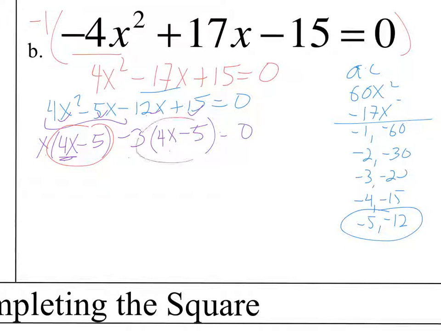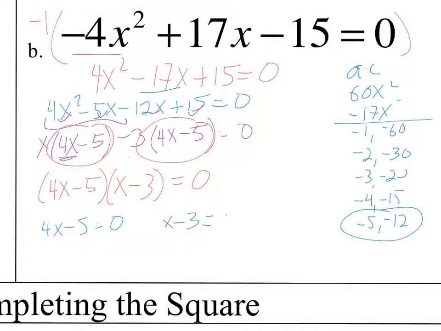My common factors are now 4x minus 5. That comes out front, 4x minus 5. My leftovers, x minus 3, are equal to 0. Since this is still trying to solve, we're doing 4x minus 5 is equal to 0, and x minus 3 is equal to 0. In other words, x is equal to 5/4, and x is equal to 3.